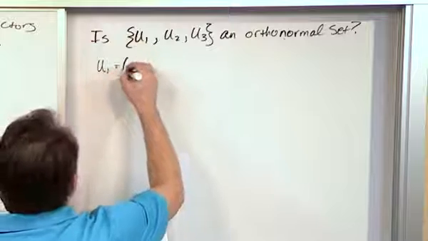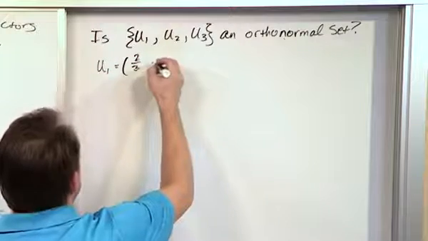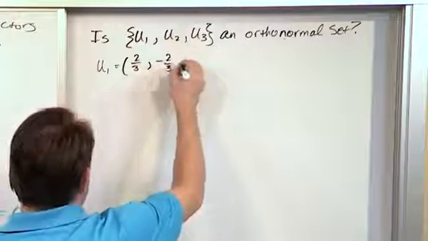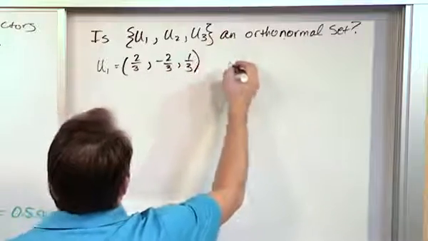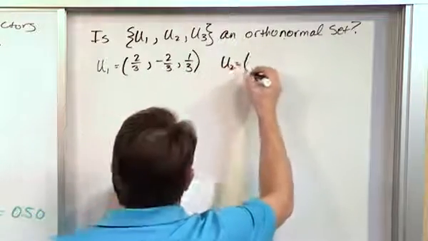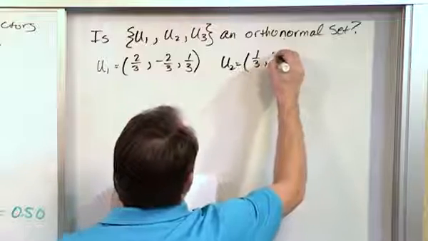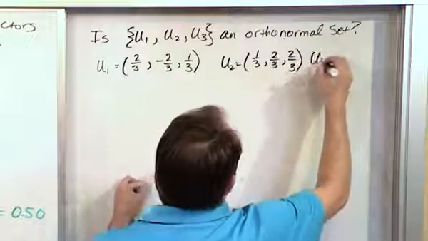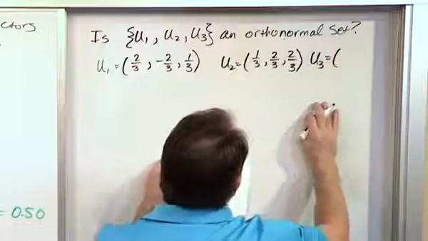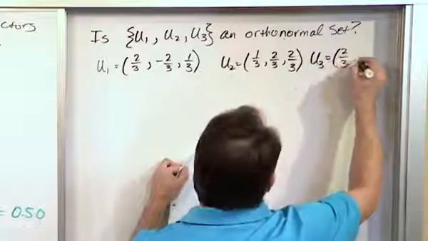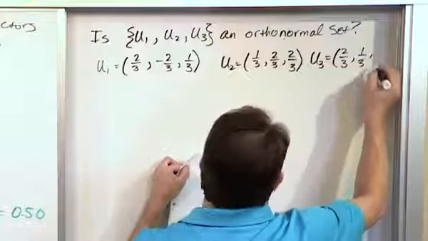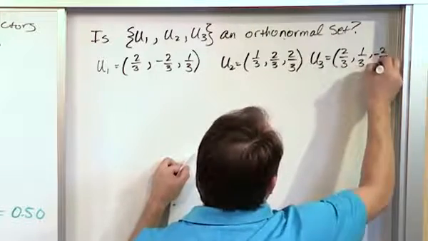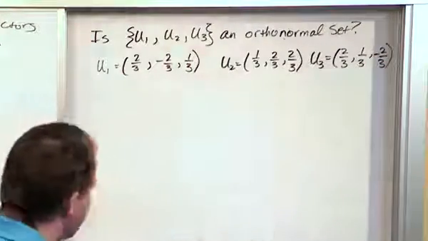u1 is equal to the vector 2/3, negative 2/3, 1/3. u2 is equal to the vector 1/3, 2/3, 2/3. And u3 is the vector 2/3, 1/3, negative 2/3. So here, you understand the question.